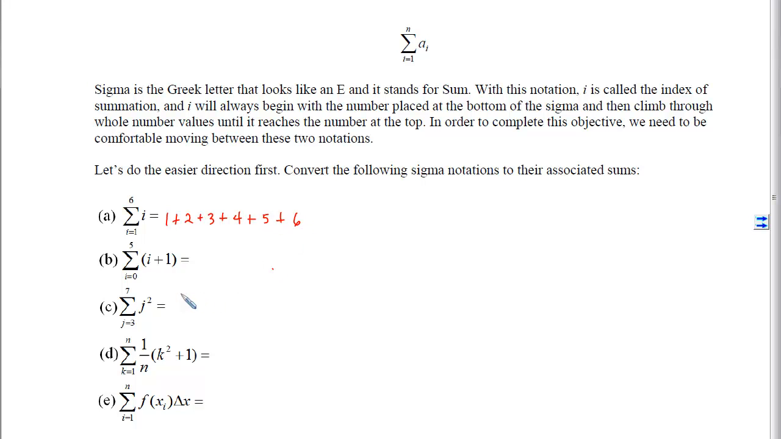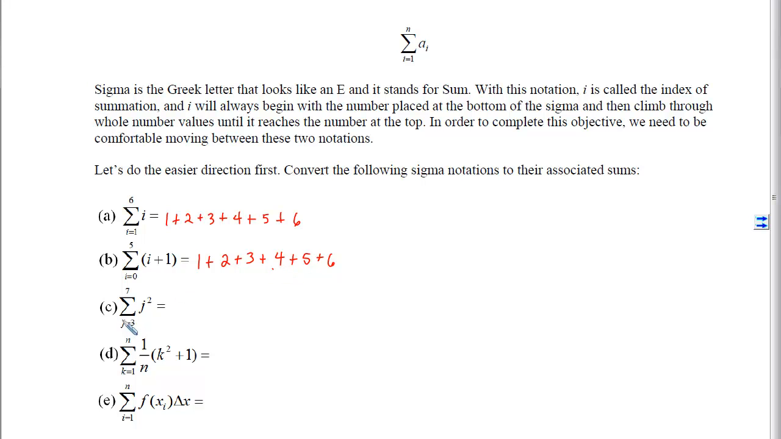If we look at part B, we're going to change the beginning value of our i, and so i will start with a 0 and go up to 5. Now hopefully in looking at this, you will notice that we get the same sum with two different sigma notations, and that's going to have some application when we start looking at our sums in a calculus context. We can often have two different sums that represent the same thing, and you need to be able to recognize that they are the same.